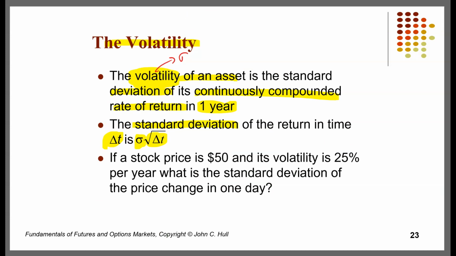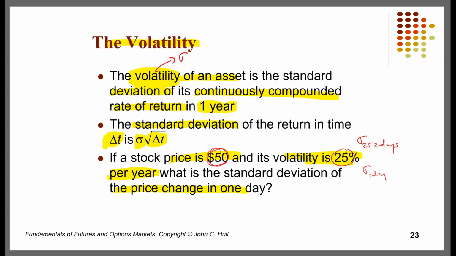So here we're told that if a stock price is at 50 and its volatility is equal to 25% per year, that's our annual standard deviation. What is the standard deviation of the price change in 1 day? So you're given the standard deviation for n days, which is 252 days, and you're asked to find the 1-day standard deviation, and you need to find that in dollars because you are given the security price here. And so how would you go about doing that?